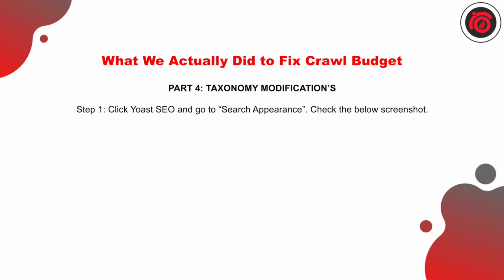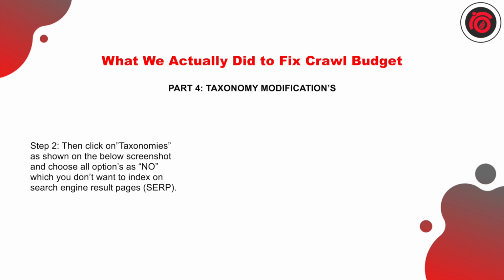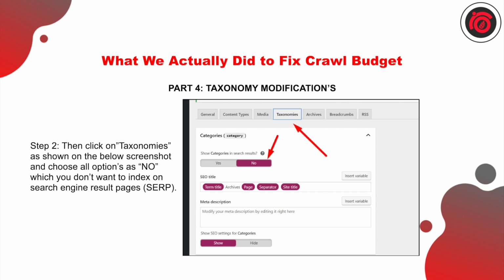It is actually a part of the WordPress backend. If you have the Yoast SEO tool, you can go to the search appearance section of Yoast SEO, and you can go to the taxonomies part. In the taxonomies part, you can choose to de-index or no-index any particular type of pages that you don't want to show.